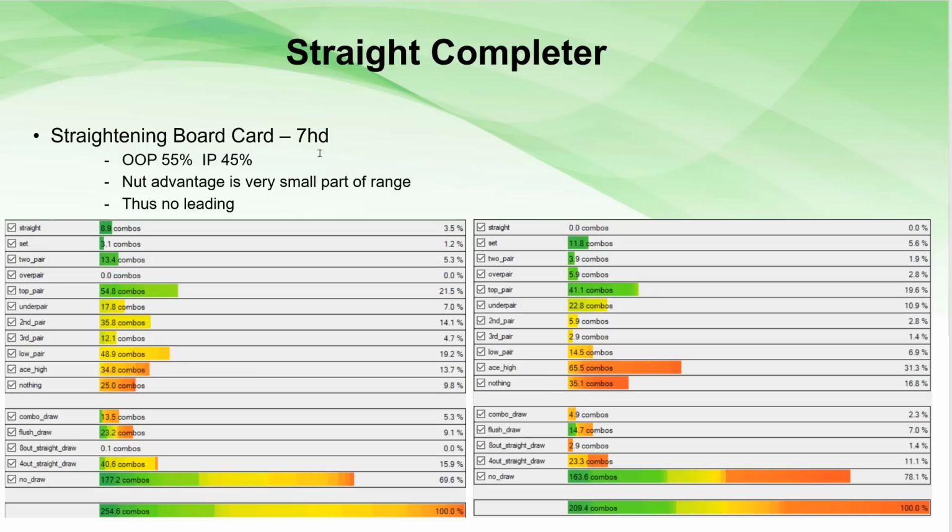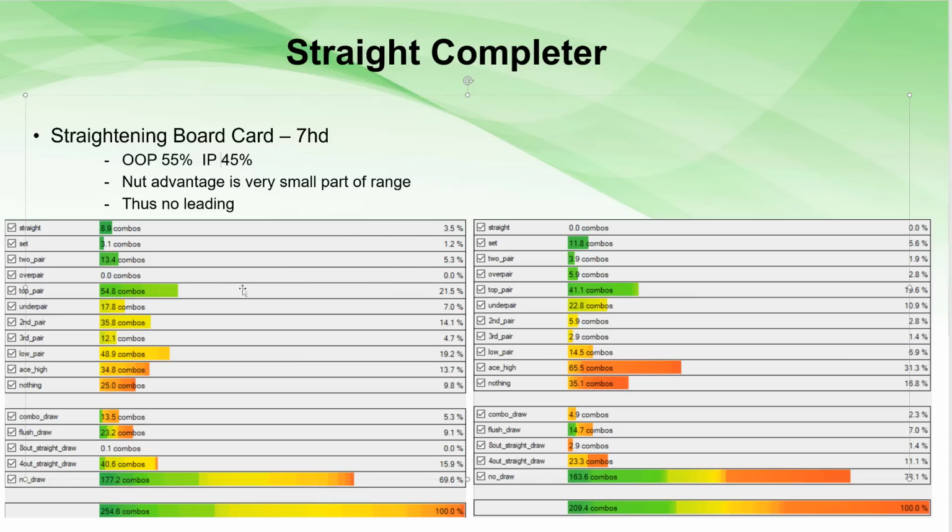So straightening board card now, the 7 of hearts. Out of position has gone to 55% equity. In position, 45%. But the key thing is here, a couple people said it benefits the out of position player because he has straights, but it really didn't, because he has 9 combos of straights. That's only 4% of his range. So it's not a large percentage of his range now is straight.